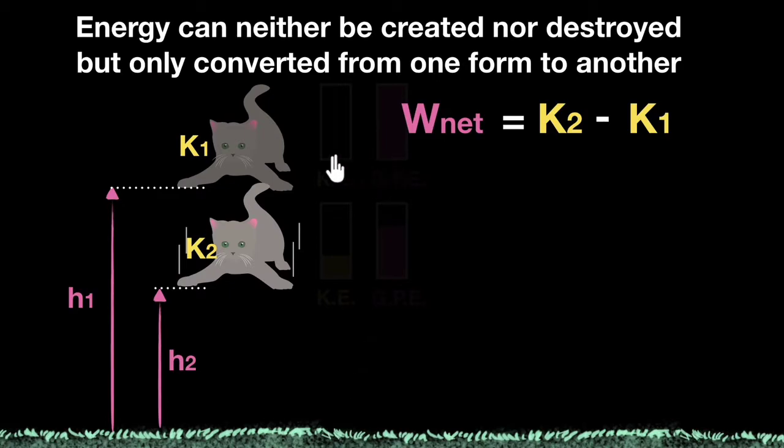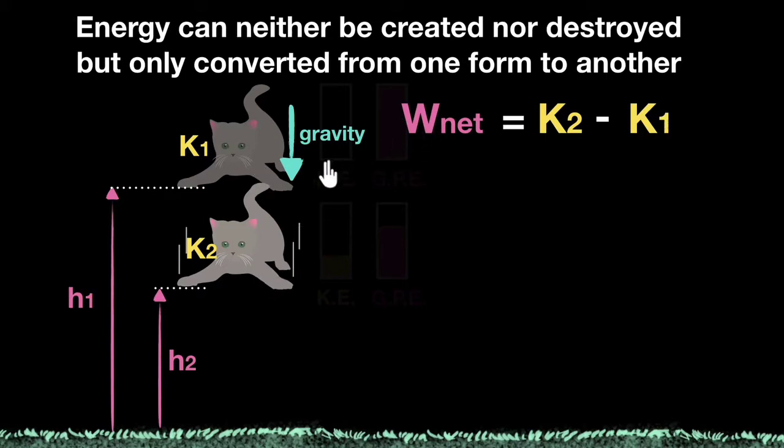Anyways, let's calculate the work done by all the forces on this cat. How many forces are acting on it? There's only one force, right? That is the force of gravity. Of course, when things are falling down, air also starts pushing on it, but we're ignoring that because usually that force is pretty small.